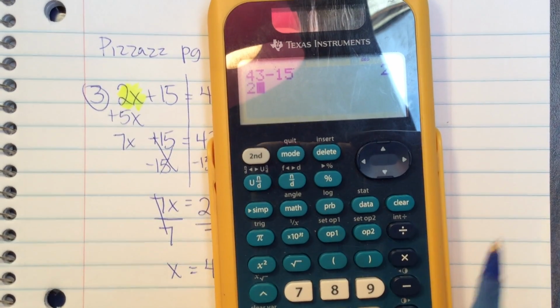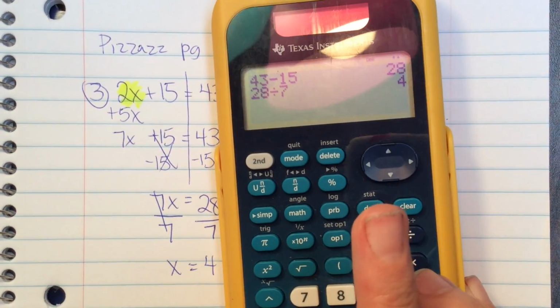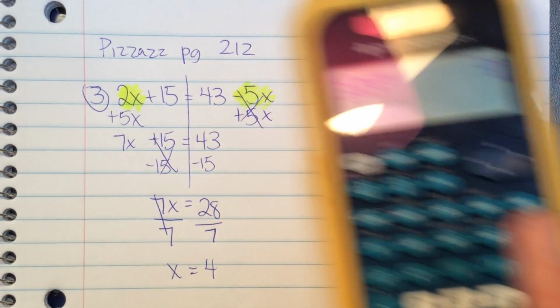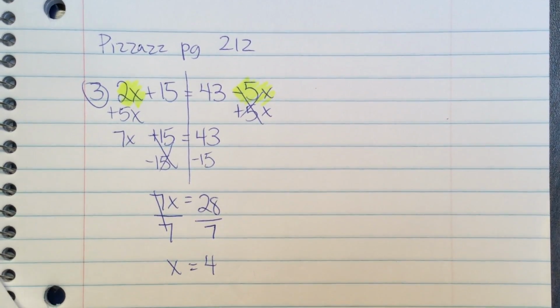And I'll check myself just to make sure. 28 divided by 7 is 4. So x equals 4.